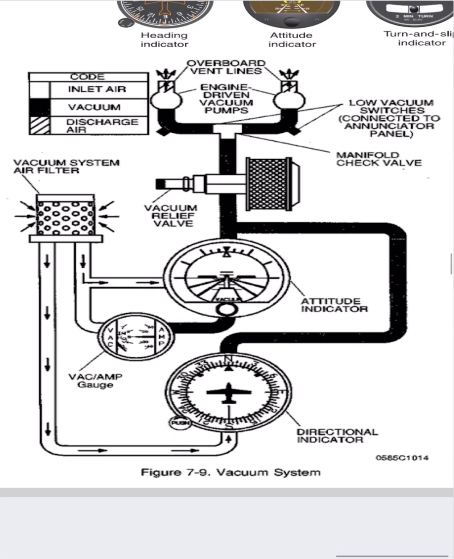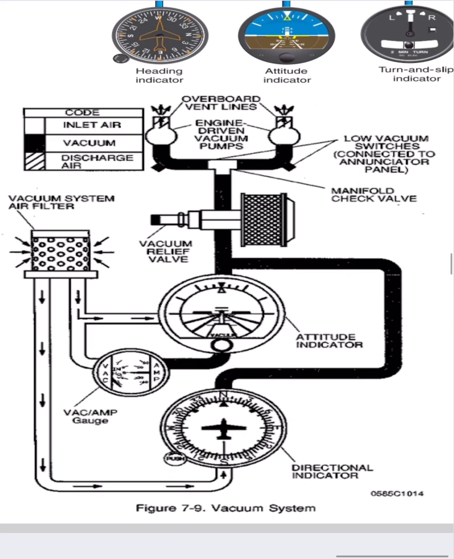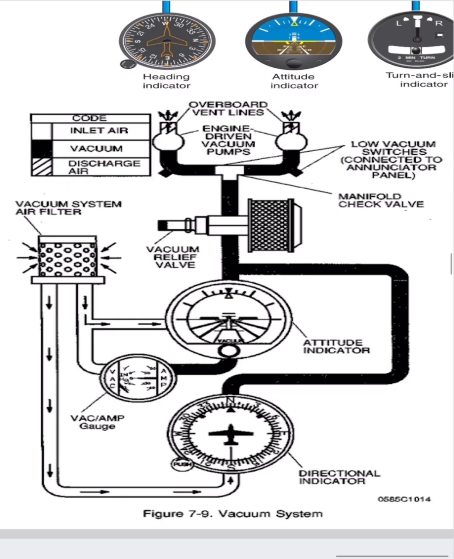After that, we have a vacuum relief valve. Say that the vacuum pressure got too high, we can dump some of this vacuum pressure via the vacuum relief valve. And then we have a manifold check valve right in the middle over here. That's basically if one of the engine-driven vacuum pumps fails, this will close and will reroute all of the vacuum pressure into the good engine-driven vacuum pump. So we still have some good suction going on.